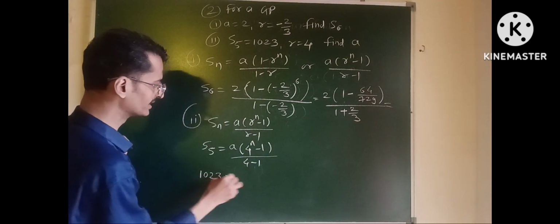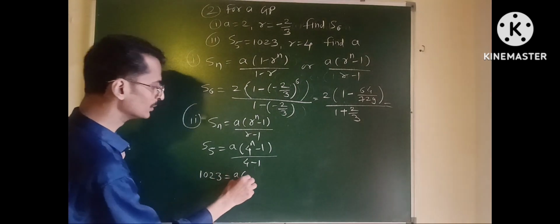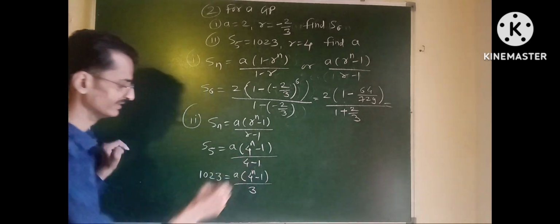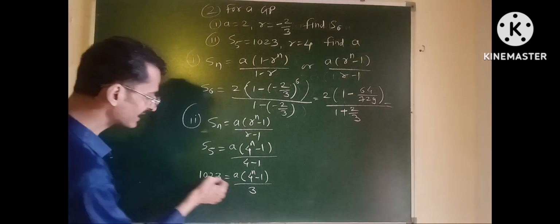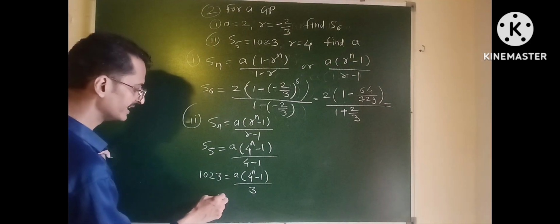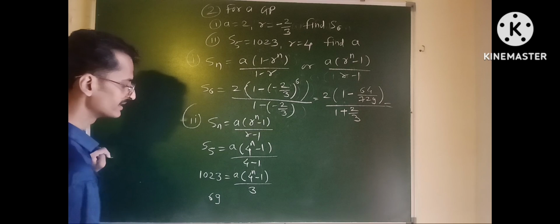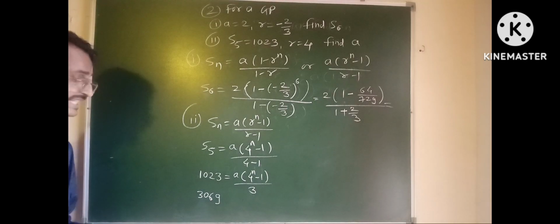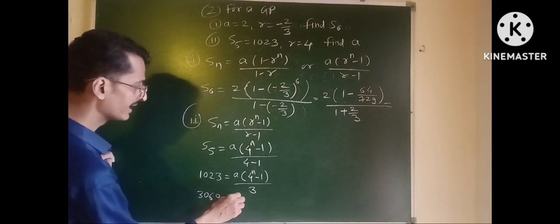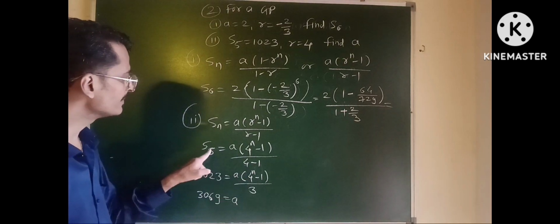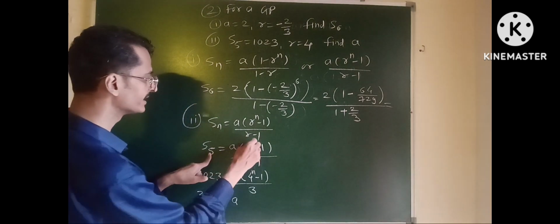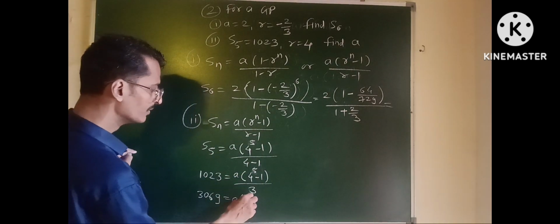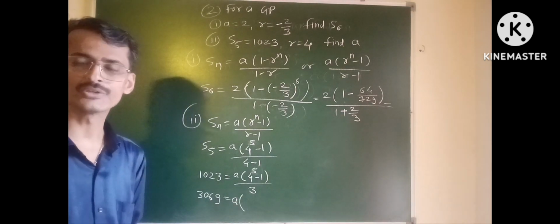So write here 1023 is equal to A into 4 raised to n, write the same, minus 1 upon 4 minus 1, 3. Now this 3 goes right here. So 3 into 3, 9. 3 twos are 6. Now write here 3 into 1, 3. So this is 3069 is equal to A into 4 raised to n, but n is what? 5. So we can write here n is equal to 5. So A into 4 raised to 5. What is 4 raised to 5?